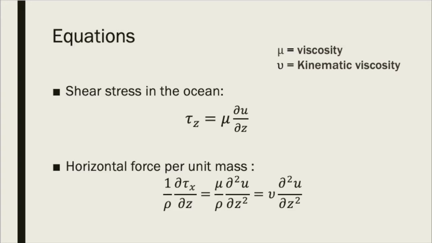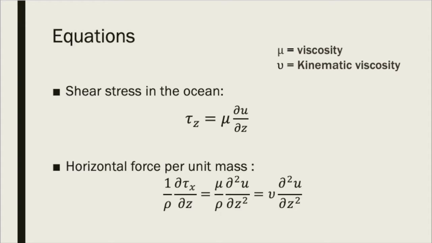Also, we consider shear stress acting inside the ocean, which is a shear stress acting from one layer to the other inside the ocean, and this is proportional to the velocity gradient. This is represented by tau z equals mu times du by dz, where z represents the depth of the ocean, so as z increases, the deeper it gets. Mu represents viscosity, and u represents the velocity of the ocean layer, and this is not the same as the velocity of the wind. And also, the horizontal force per unit mass is represented as follows.